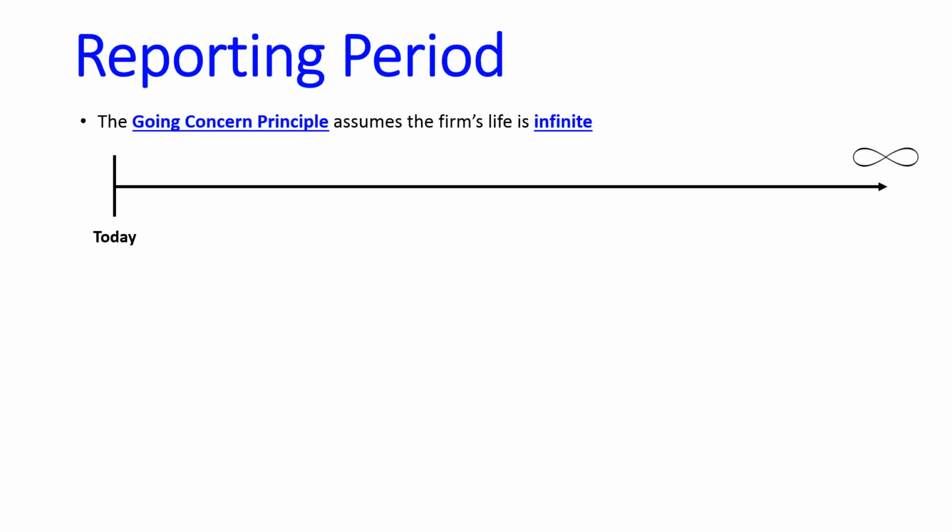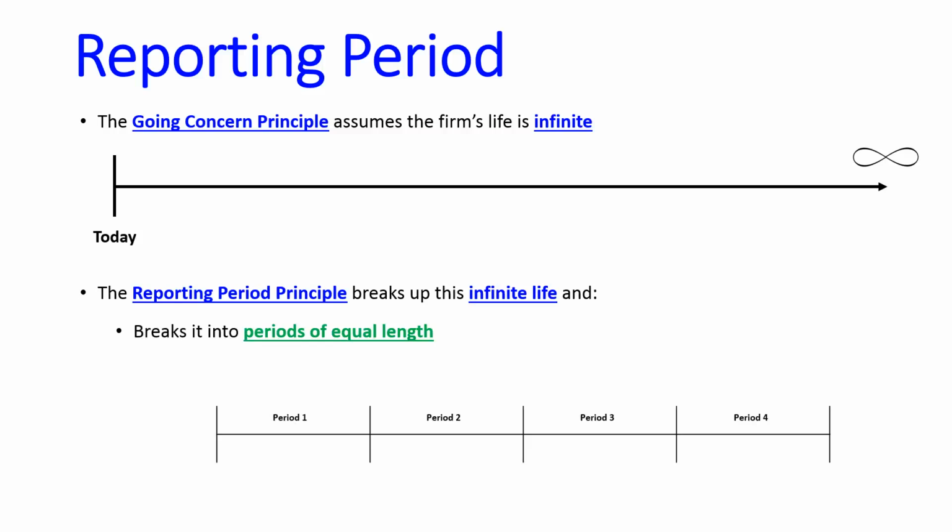So what it does is it sort of takes the principle about going concern, which assumes the business's life is infinite, and sort of makes that a bit more realistic. Okay, we assume the business is going to last forever. Does that mean we never do an income statement until we finally sell it? What if we own the business for 10 years? Well, that wouldn't work. So what we're actually going to do is break up this infinite life into little chunks, which we call reporting periods.